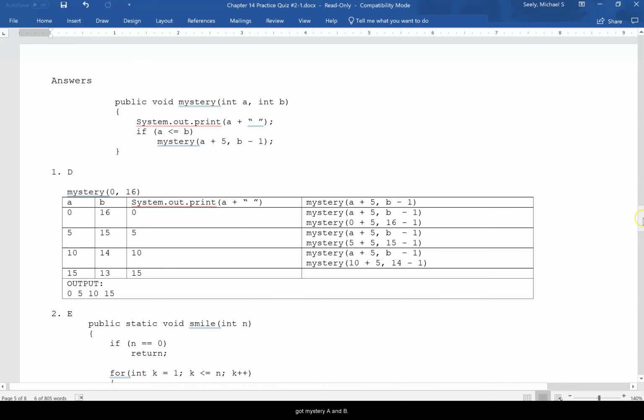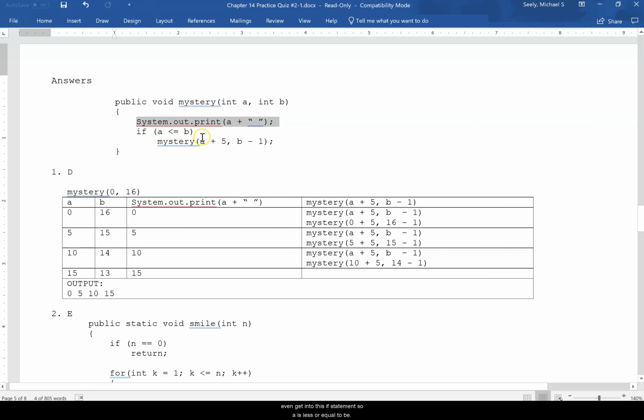It's passed in. Looks like mystery, so A is 0, B is 16. So again, write everything out in table format. So you're putting 0 and 16, A and B. You're printing what's in A, which is 0. So this gets printed beforehand. So there's going to be no popping back up the stack, okay? Just because these print before we actually even get into this if statement.